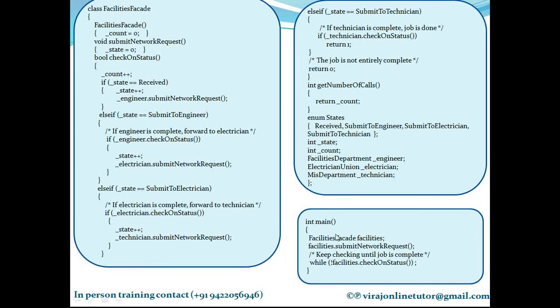And see how easy it is for me. I'm just creating a facade object, submitting the request and keeping on polling till it's complete. See how simple it is for me. So the facade is handling all the complexities of how to interact with each of the classes in the subsystem and decides the ordering, decides everything on its own. And for me it's very simple.